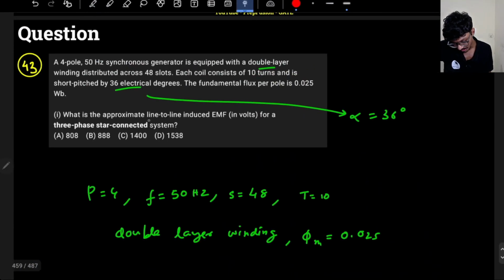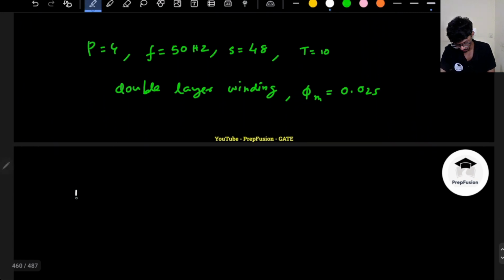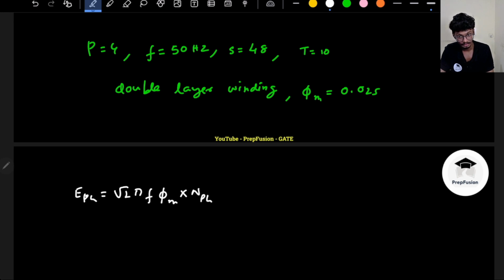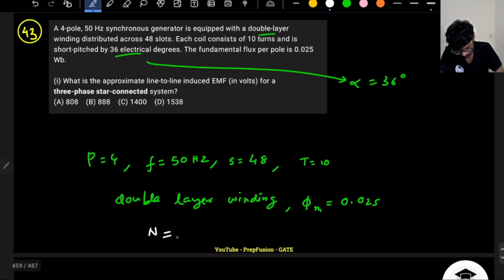What is the approximate line to line induced EMF for the 3-phase star connected system? So line to line induced EMF they are asking. So first of all, I will calculate the phase induced EMF. What is phase induced EMF? It is root 2 pi f into phi m into number of turns per phase. Remember it is per phase number of turns into the pitch factor into the winding distribution factor, right?